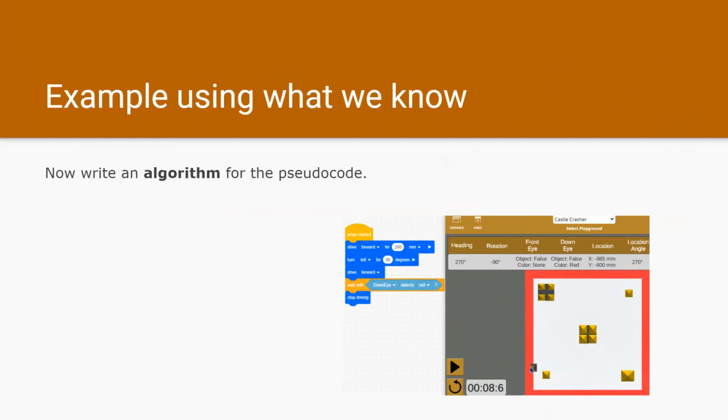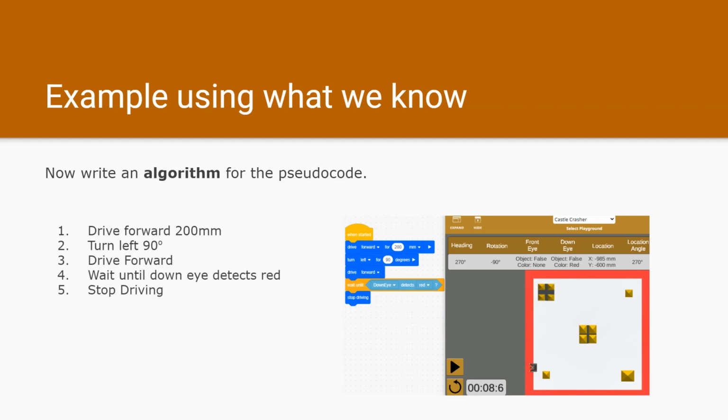Okay. Now write an algorithm. So the algorithm would be step 1, drive forward 200 millimeters. Step 2, turn left 90 degrees. Drive forward, then wait until the down eye detects red, stop driving.